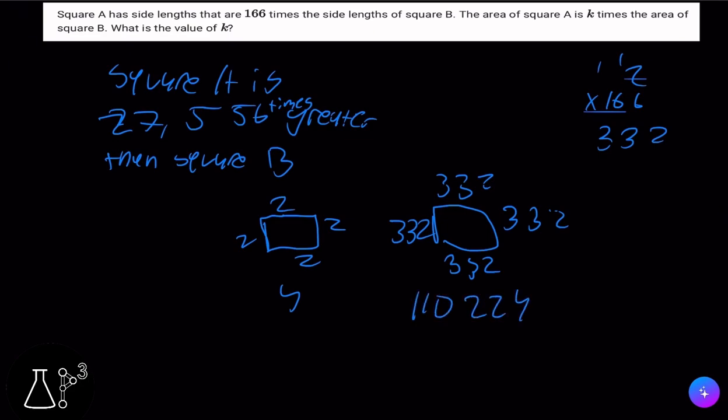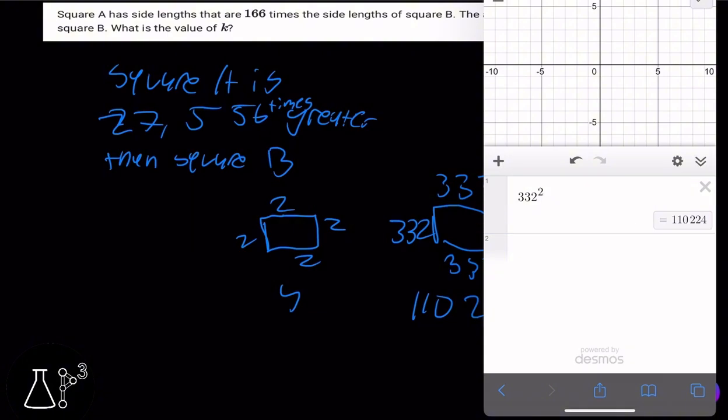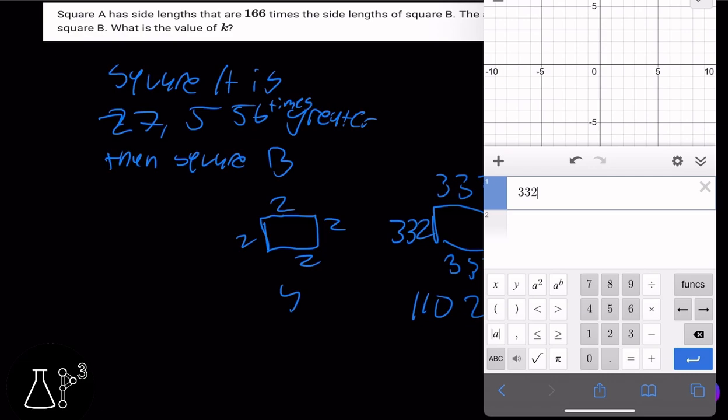And if I divide that by 4, let me refresh this. If I do 332 squared divided by 4, look at that. I'm going to get 27,556, meaning that regardless how big or small a square is, if the ratio is the same, it's always going to be 27,556 times the area of the smaller square.